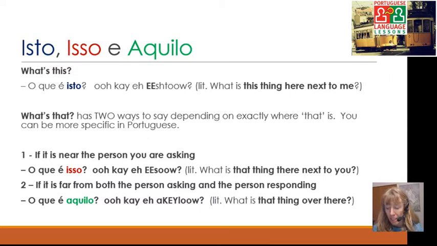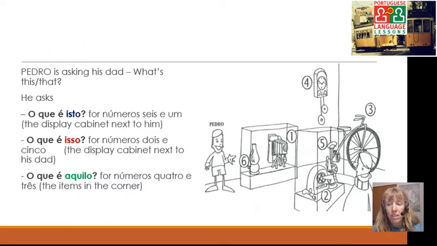Okay, so let's look at this a bit more with some more clear examples. Look at this picture here. We've got the lovely Pedro, and he's talking to his dad, his pai, about some objects in the museum. And he asks, o que é isto? For numbers 6 and 1. So that's the display cabinet next to him.